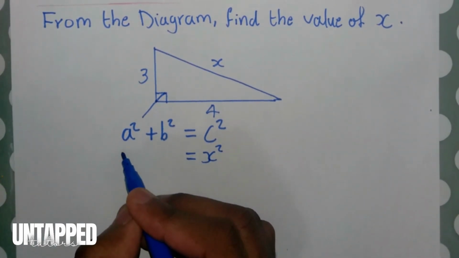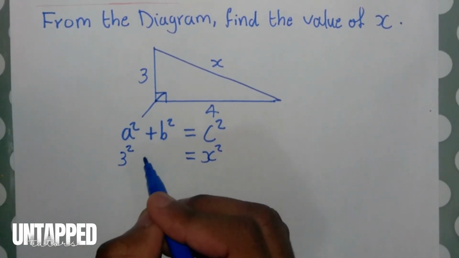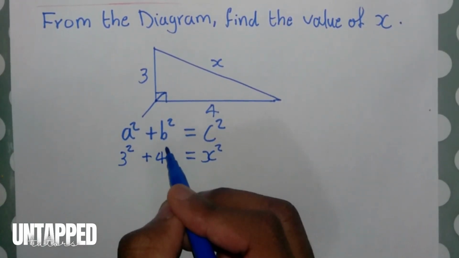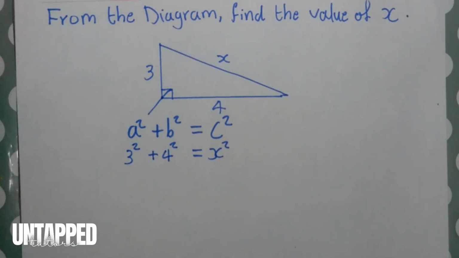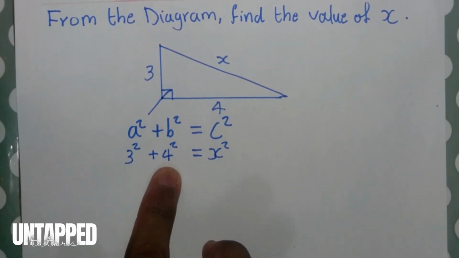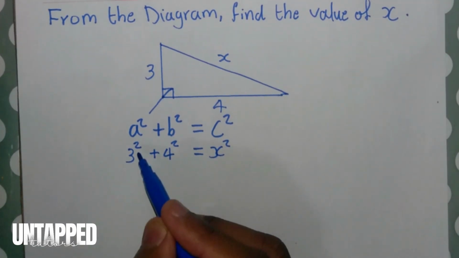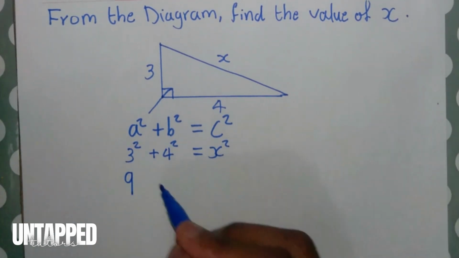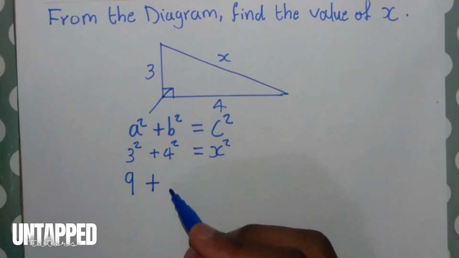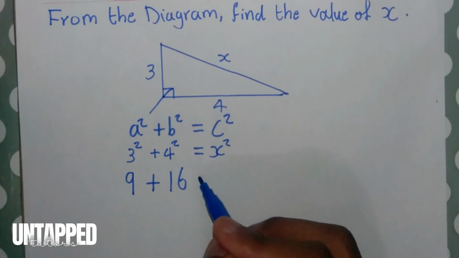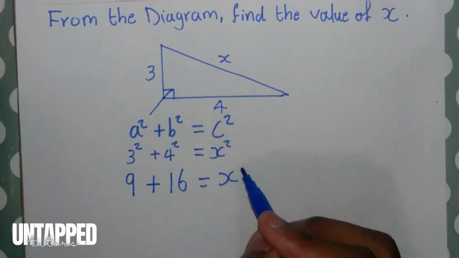Then we can have a as 3 squared plus 4 squared. So now we have our equation in terms of x using the Pythagoras formula, which is 3 squared plus 4 squared is equal to x squared. So now we need to solve for x as the question said. So first things first, 3 squared is 9 plus 4 squared is 16 is equal to x squared.